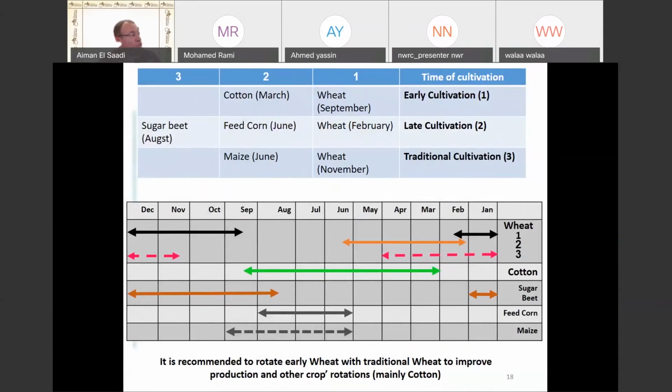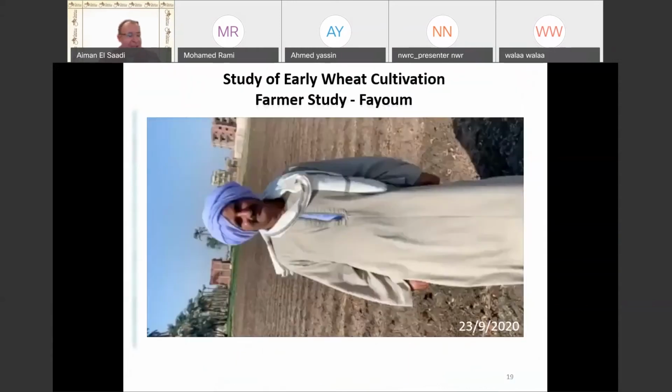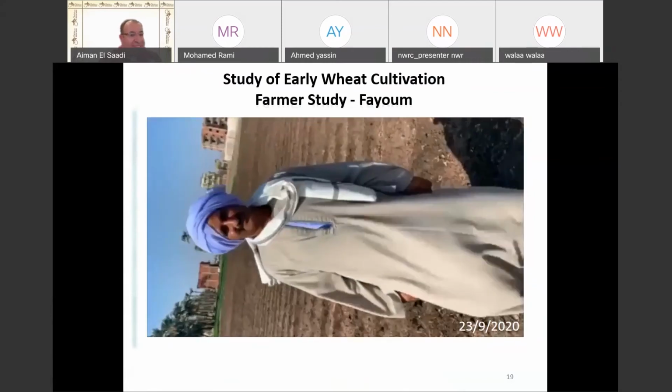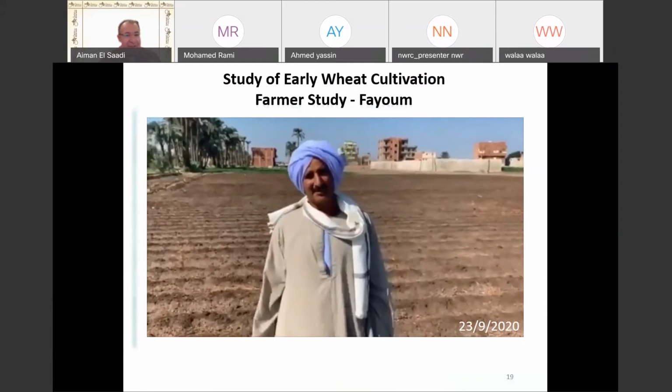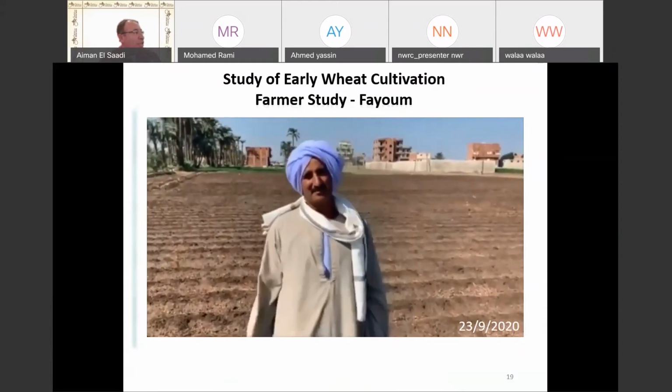In a normal cropping pattern, he cannot cultivate cotton after the wheat crop. Because of time, maybe we are not going to have such a farmer explaining his experience and how he cultivated, but maybe that is available. If anyone needs it, we can send it to him.